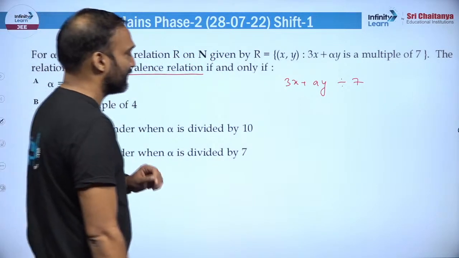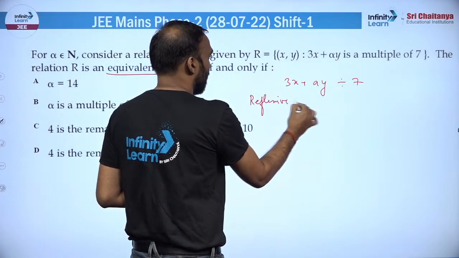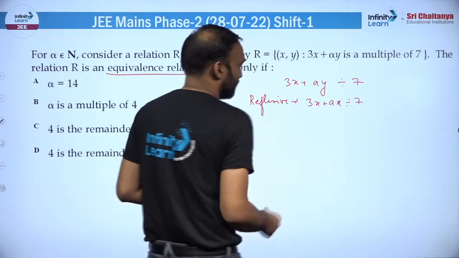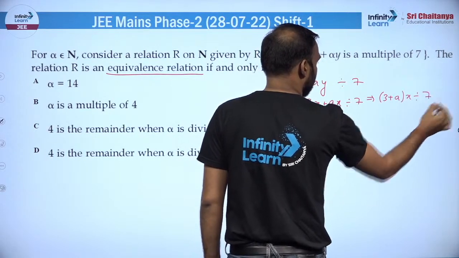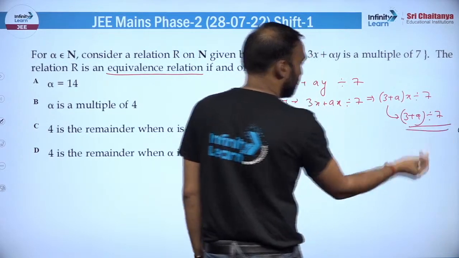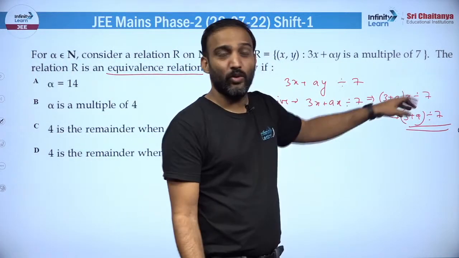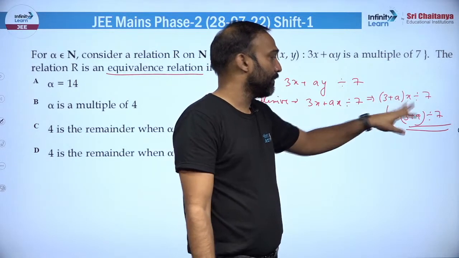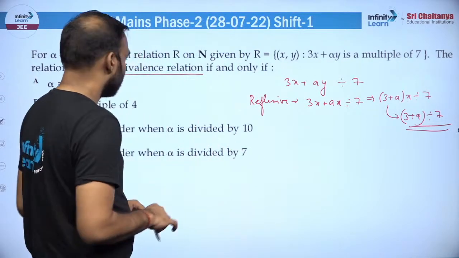So first of all, for reflexive, if it is reflexive, then what will happen, guys? 3x plus ax should be divisible by 7, which means (3 plus a) into x should be divisible by 7. So from here I can say 3 plus a needs to be divisible by 7, right? Because for all values of x, so no matter if I put x is equal to 1, 2, 3, 4, 7, 18, 14, whatever x I put, this should be a multiple of 7. So 3 plus a needs to be a multiple of 7. Now, this is for the reflexive.